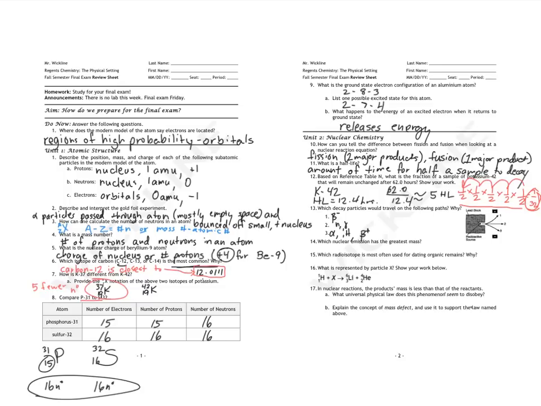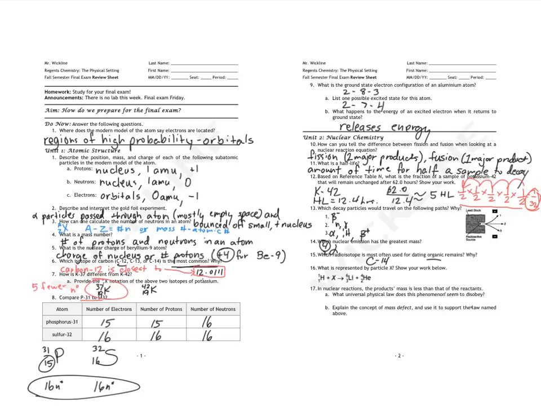The nuclear emission that has the greatest mass is definitely alpha with a mass of 4 and a charge of 2. Which radioisotope is most often used for dating organic remains? Organic means that it is like a living thing or was a living thing, and that means that we would be using carbon-14 as the radioactive isotope.